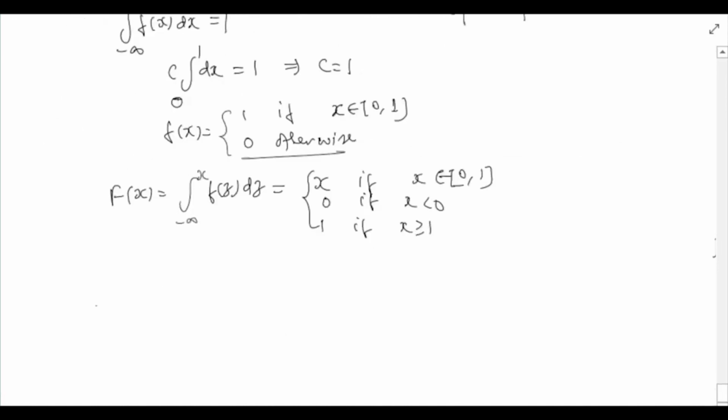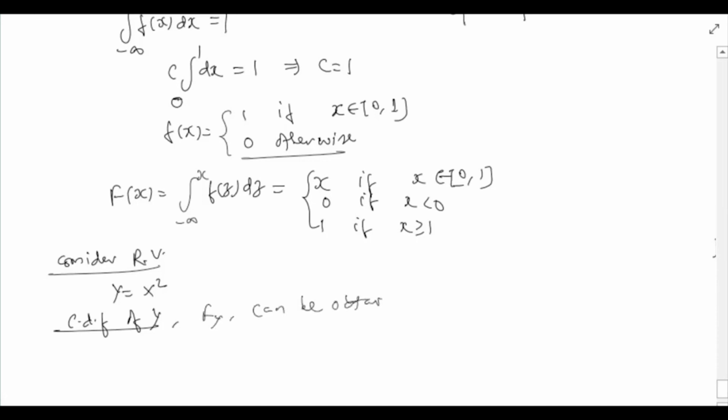Now suppose Y is another random variable that is given by X square. So consider another random variable Y that is X square. Then the CDF of Y can be obtained from the CDF of X as follows. CDF of Y, say F_Y, can be obtained as follows.